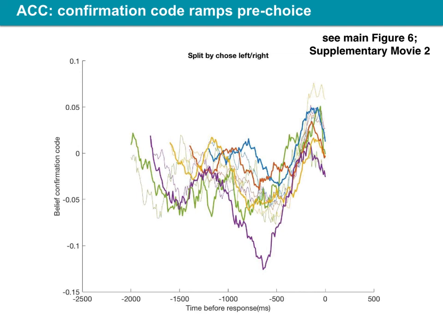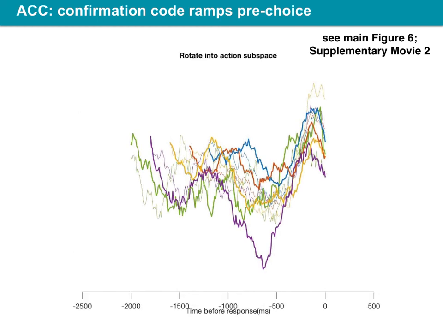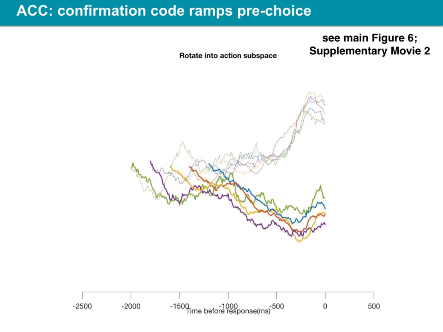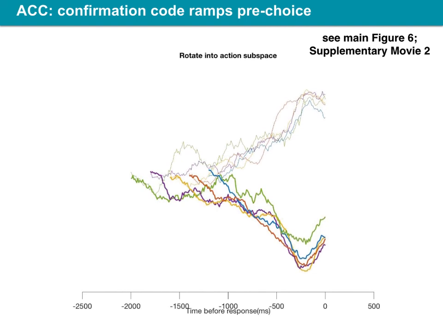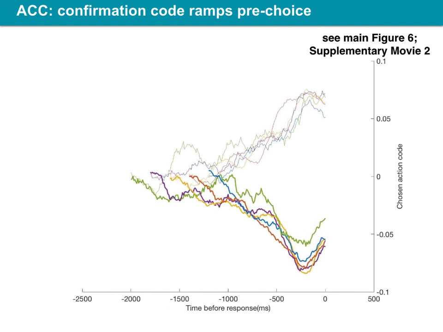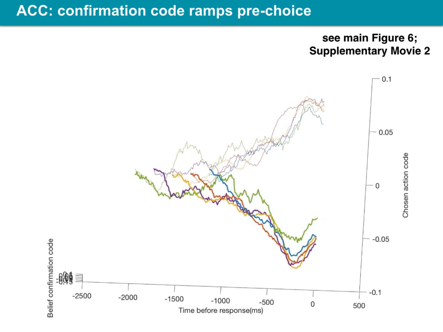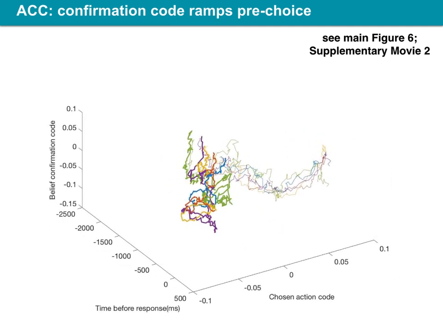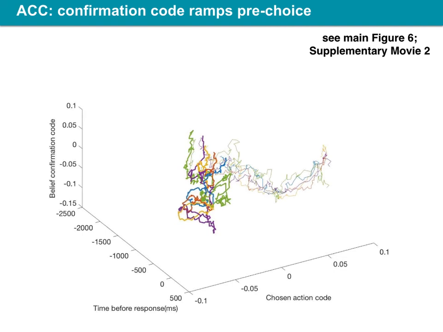But what's also interesting is that there's also neuronal activity in ACC that is selective for whether that joystick movement is going to be a rightward movement or a leftward movement. So we can split those trials into those where the subject chooses left or right, and we can then project our activity into a completely orthogonal subspace which reflects the emerging representation of which action is going to be chosen by the subject. And when we rotate our data into that subspace, we see that at the same time as the belief confirmation code is emerging, there's also this simultaneous representation of which action is chosen that's ramping up across time.